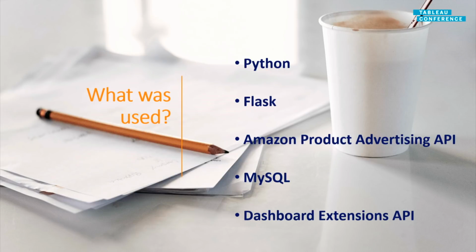Do you have to use all of those components? Do you have to use Python and Flask and MySQL? No, you could definitely use any programming language you're familiar with. You don't even need, obviously, the Amazon Product Advertising API or MySQL database. For extensions, the only common thing you would need is definitely the last one there, the Dashboard Extensions API.